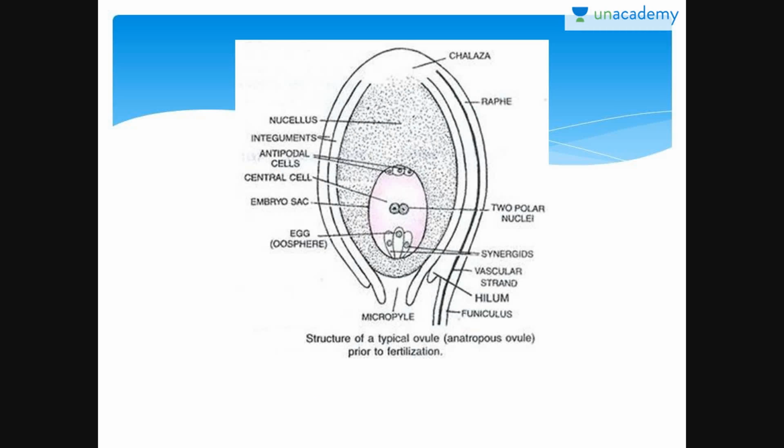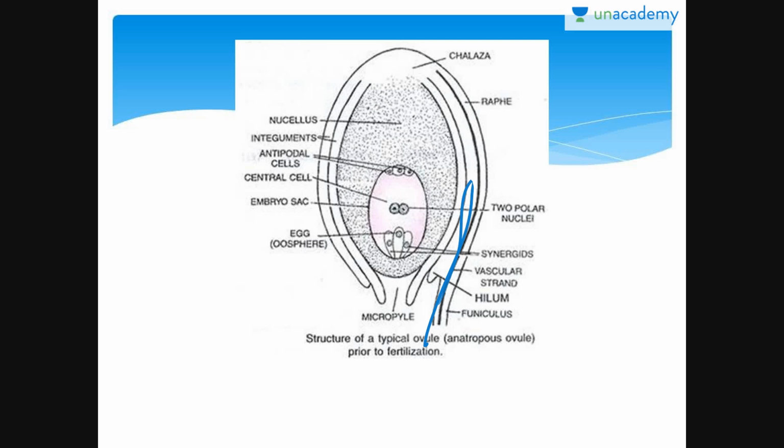Let's have a look at the ovule. The ovule is a very small structure attached to the placenta of the locule by the funicle, right here in the bottom. The region where the body of the ovule is fused with the funicle is called hilum, just above that. Hilum is the junction between funicle and ovule.